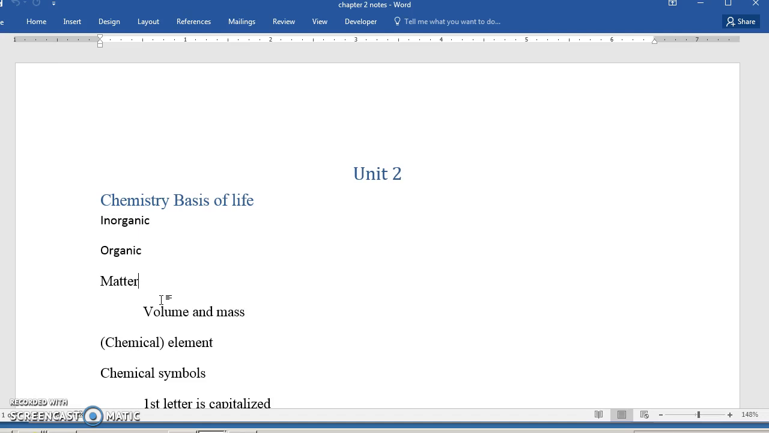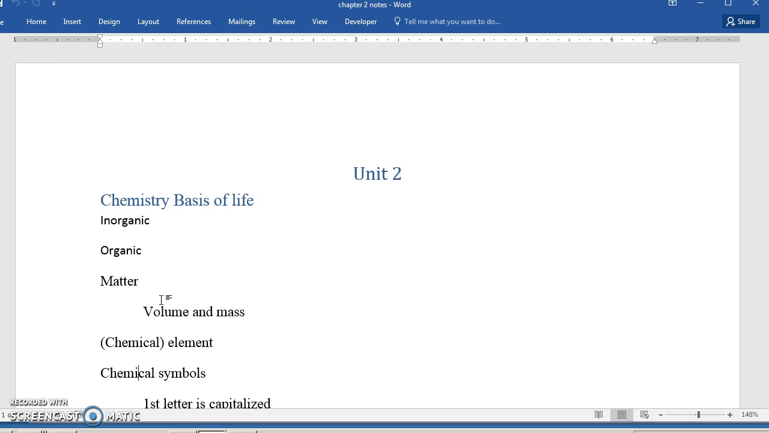Chemical element, and I put chemical in front of it just to verify that, but on the test I would just have this as element. A chemical element is something that cannot be broken down into anything else or change anything else by ordinary chemical means. And all the atoms that make up an element, or that are considered a given element, all would have the same number of protons in their nucleus. And I'll be talking about elements a little bit later on.